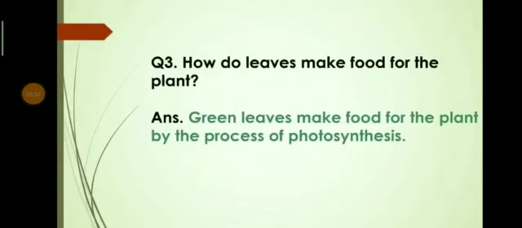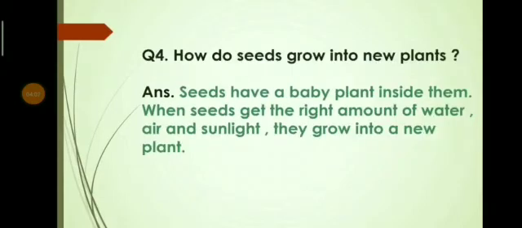How do leaves make food for the plant? Green leaves make food for the plant by the process of photosynthesis. How do seeds grow into new plants? Seeds have a baby plant inside them. When seeds get the right amount of water, air and sunlight, they grow into a new plant.